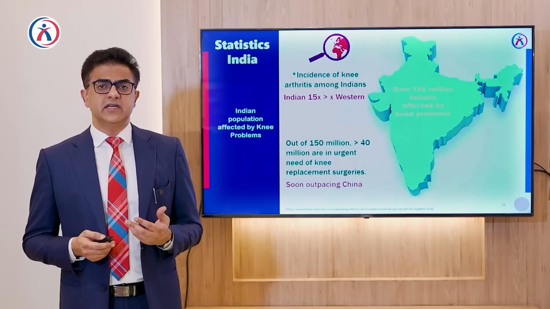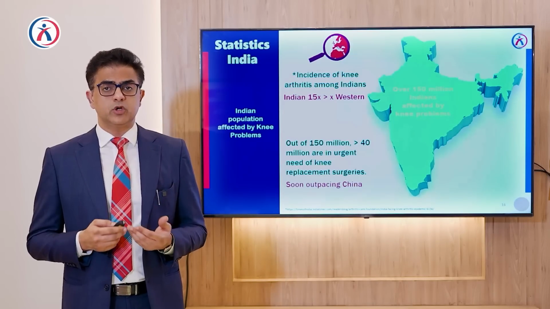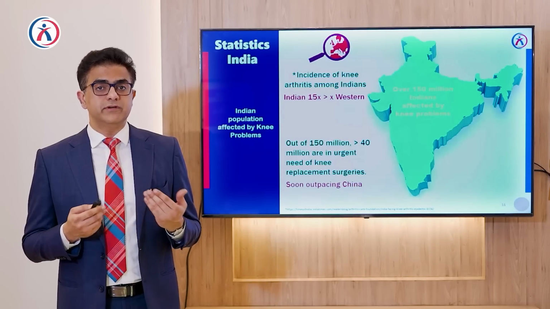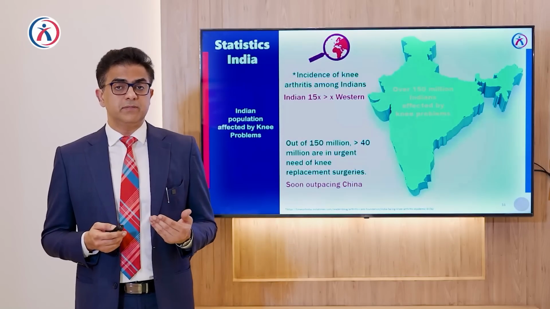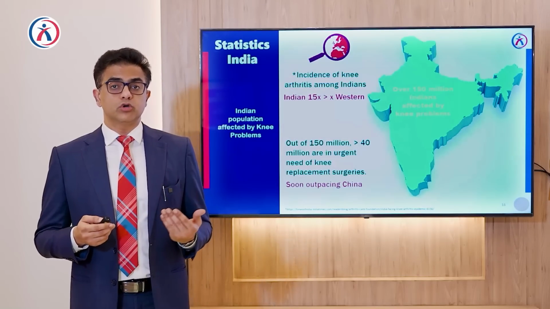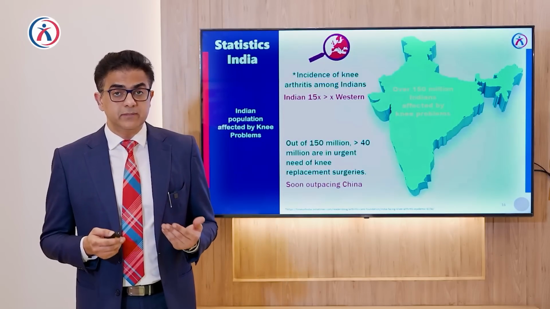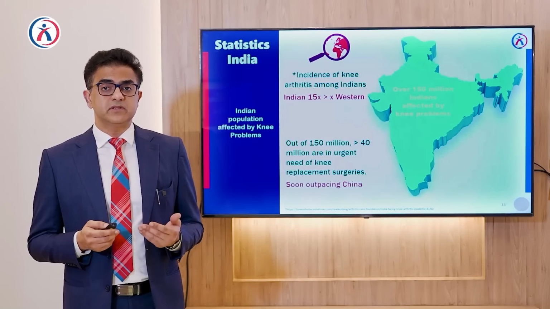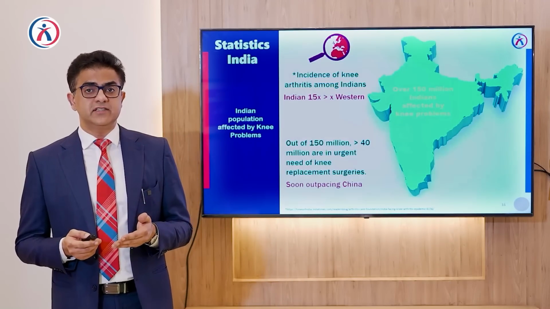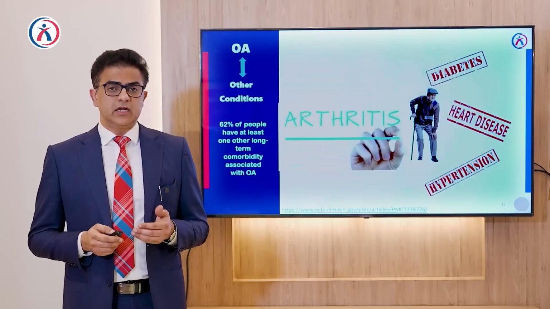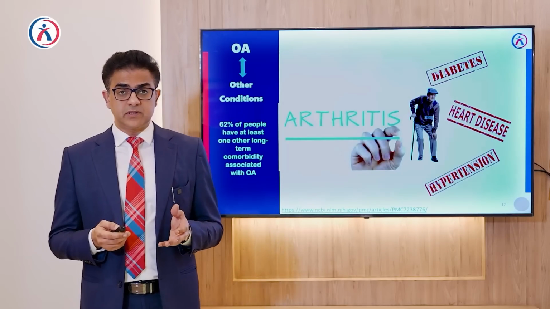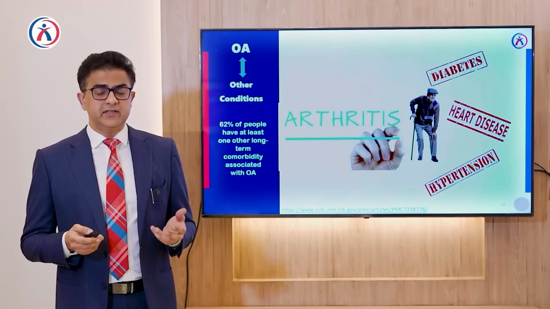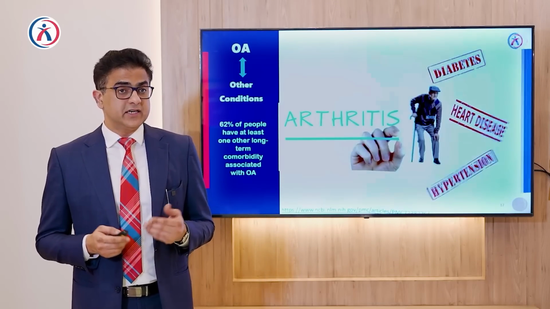Talking about some statistics in India, because of genetic factors and our squatting habits, Indians are more prone to develop arthritis, almost 15 times more prone to developing osteoarthritis. If we look at the total disease load, more than 150 million people are affected by knee problems, and out of that, almost 30 to 40% of patients are suffering from end-stage disease requiring a joint replacement. Now, most of these patients, almost 60% plus, also have a chronic disease like diabetes, hypertension, or heart disease, and that also complicates the arthritis scenario.